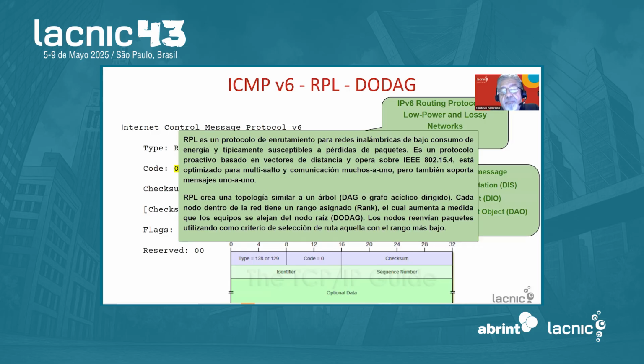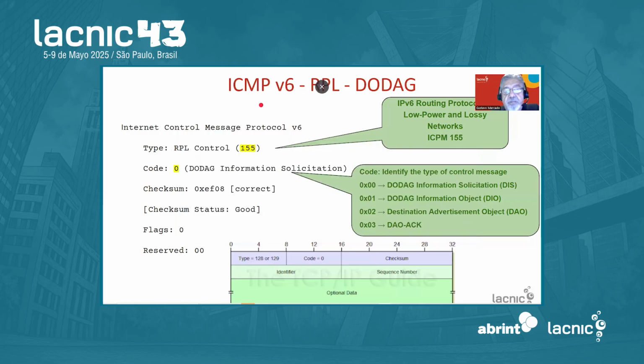RPL creates a topology similar to a tree, a directed acyclic graph, and within each network, each node has a rank assigned to it as the devices are further away from the root node. The nodes forward the packets using the selection criteria for that route. So this is the RPL.